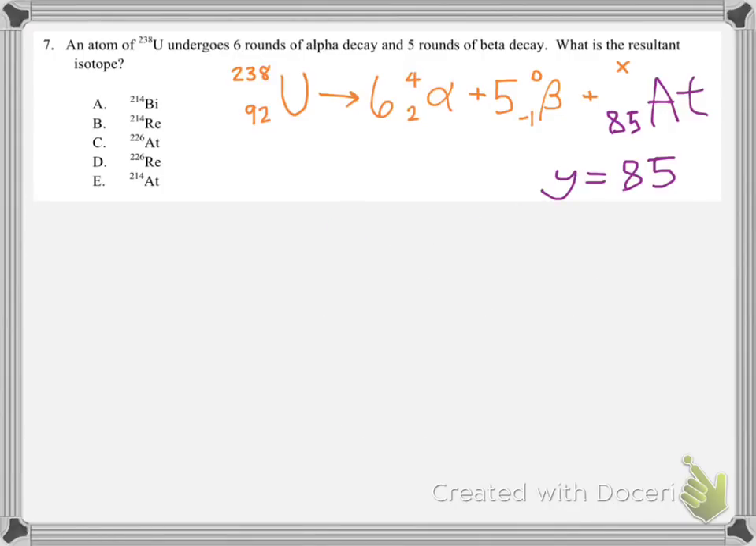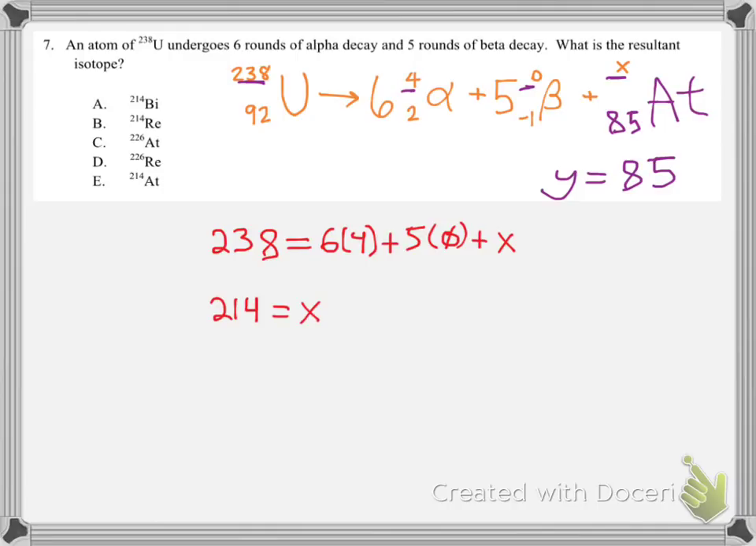Now, let's figure out what isotope it is. We're going to do the same thing that we did before, except now we're going to be looking at the numbers on the top, our atomic masses. So, 238 is equal to 6 times 4 for each alpha decay, plus 5 times 0. Technically, beta decay does not change the atomic mass of the nucleus appreciably, plus x, the atomic mass of our mystery isotope. Solving, we get x equals 214.